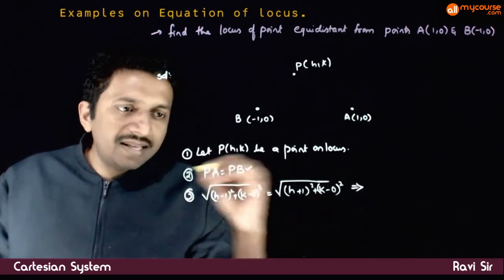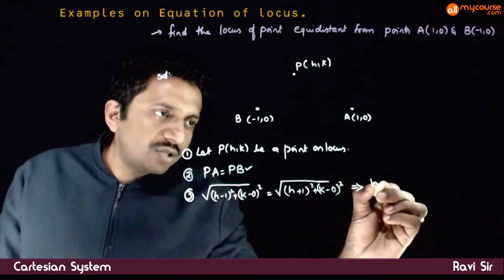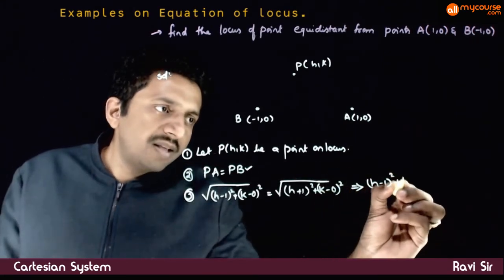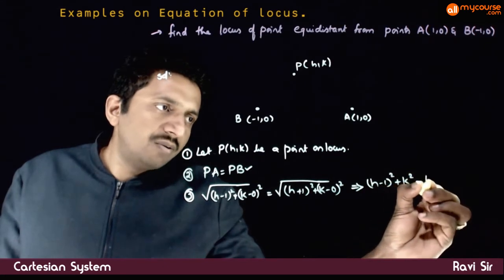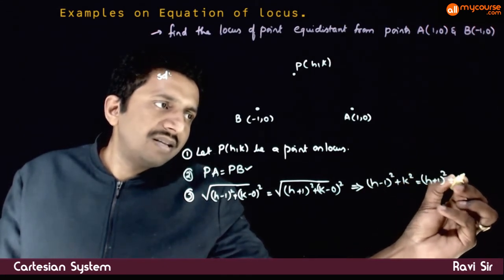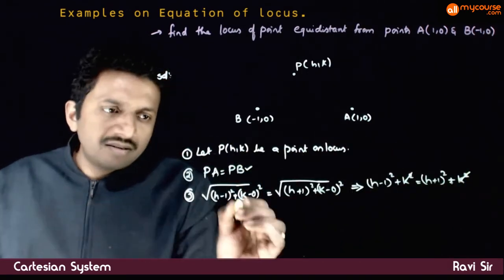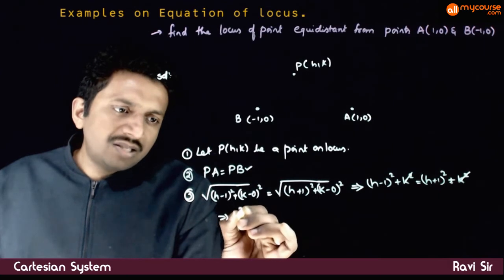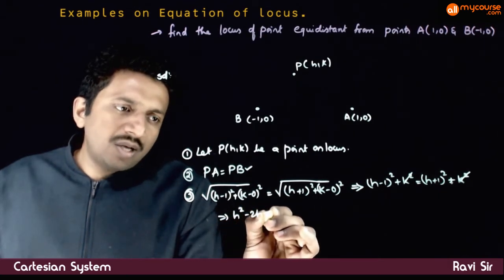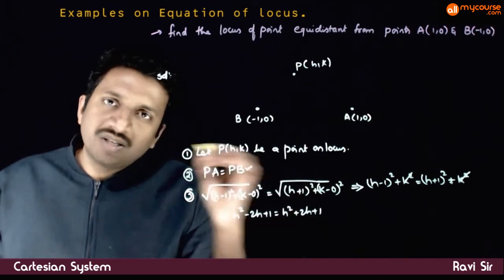So this implies, let us square it on both sides. So you get (h minus 1) whole square plus k square is equal to (h plus 1) whole square plus k square. So this k square and this k square get cancelled. So this implies h square minus 2h plus 1 is equal to h square plus 2h plus 1.